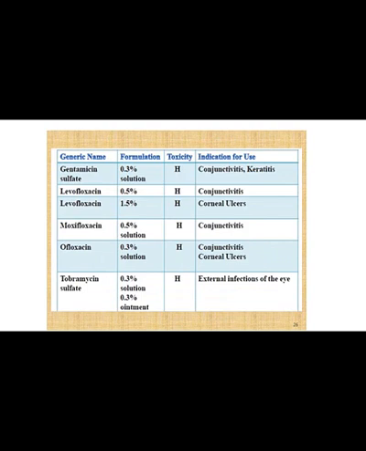Gentamicin sulfate can be used at 0.3% in conjunctivitis and keratitis. Levofloxacin can be used in conjunctivitis and corneal ulceration. Its concentration can vary from 0.5% to 1.5%. Moxifloxacin 0.5% solution is used in conjunctivitis, and ofloxacin solution 0.3% in conjunctivitis and corneal ulcers. Tobramycin sulfate solution or ointment can both be used in external infections of the eye, especially in small children.